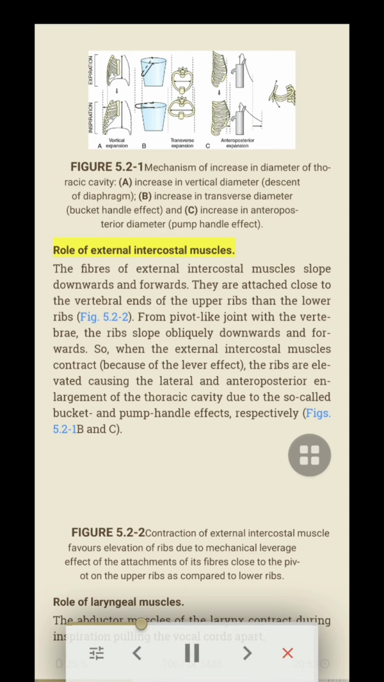Role of external intercostal muscles. The fibers of external intercostal muscles slope downwards and forwards. They are attached closer to the vertebral ends of the upper ribs than the lower ribs, Fig. 5.2-2. From pivot-like joint with the vertebrae, the ribs slope obliquely downwards and forwards.